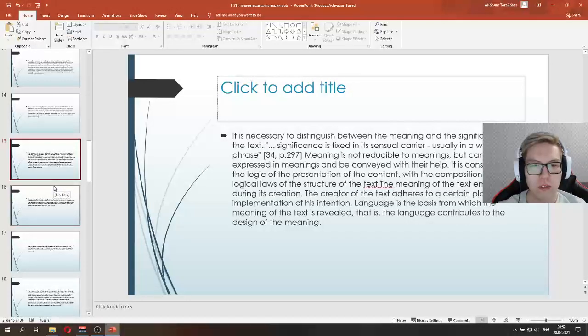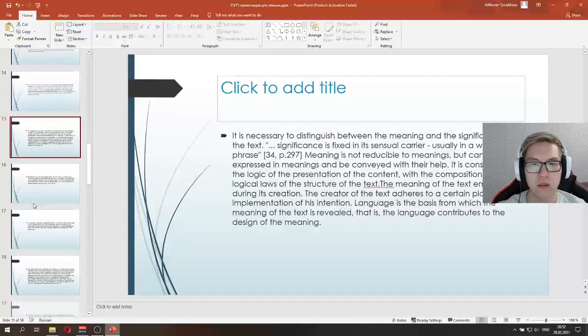The creator of the text adheres to a certain plan of implementation of his intention. Language is the basis from which the meaning of the text is revealed. That is, the language contributes to the design of the meaning.